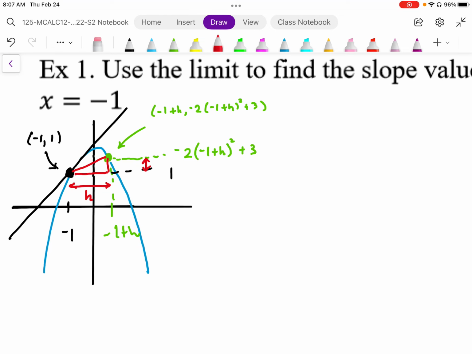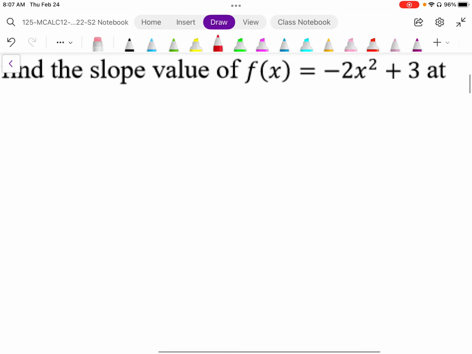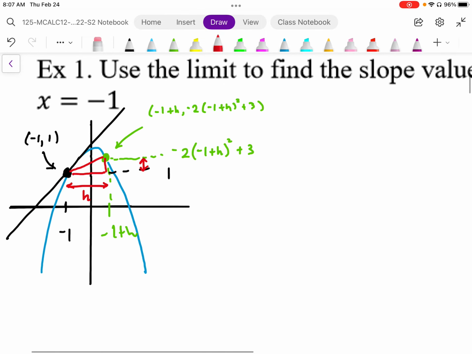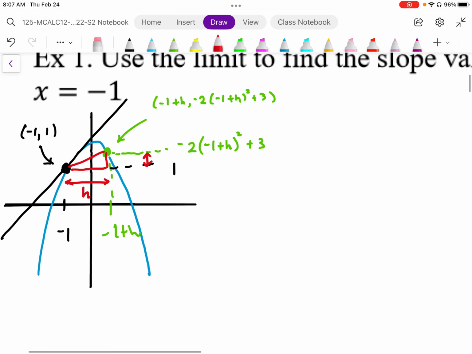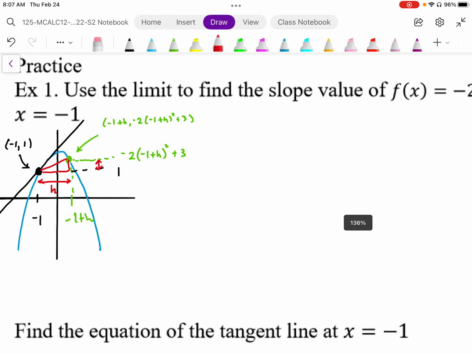Okay, so if I want to find the slope of that, I need the y-coordinate at the green point. So I plug in negative 1 plus h into the original equation here, and I get negative 2 times negative 1 plus h all squared plus 3, and that's my y-coordinate. I've got my x-coordinates, and then I can just set up my slope ratio for that red triangle.